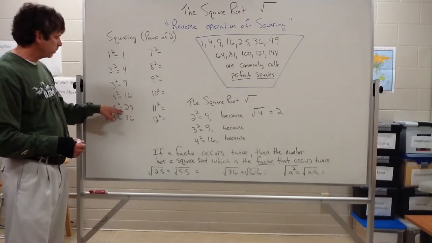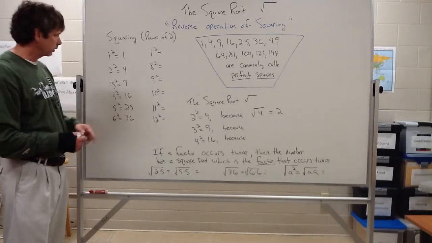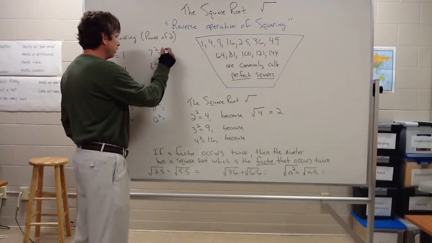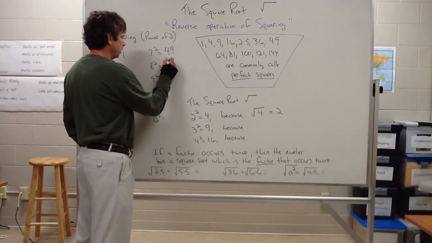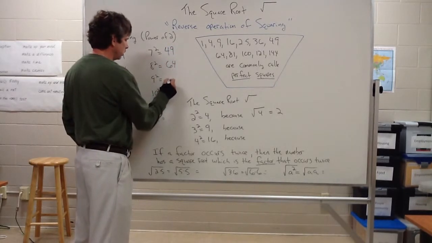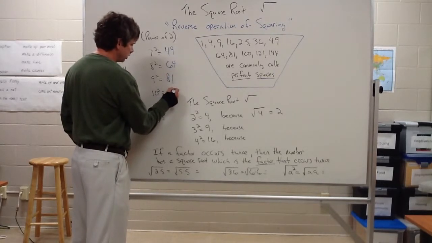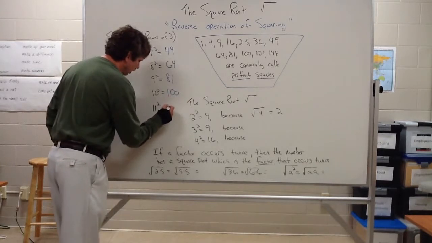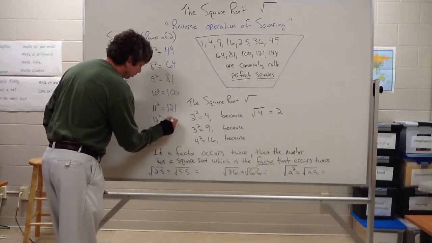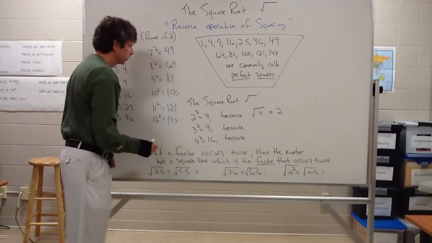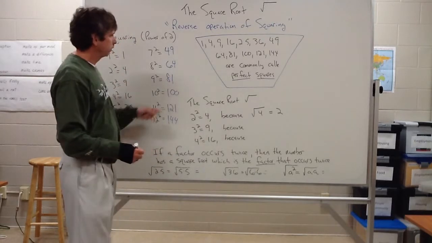5 squared, 5 times 5 is 25. 6 squared, 6 times 6 is 36. 7 squared, well, 7 times 7 is actually 49. 8 squared, 64. 9 squared, 81. 10 squared, 100. 11 squared, 121. 12 squared, 144. These numbers, and there's a lot more, but this is the first ones.